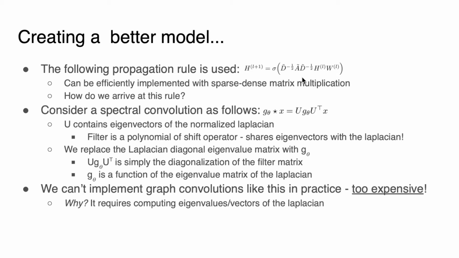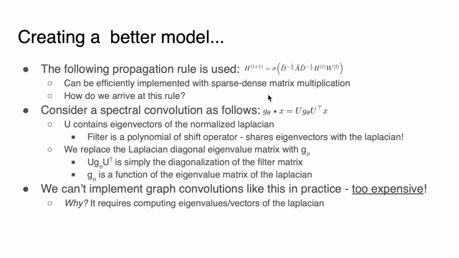And to do this, the authors present the forward propagation rule seen here, where we linearly project our node features and then multiply them by the product seen here that's pre-computed as the product of our augmented adjacency matrix and diagonal degree matrices. And then we apply some kind of nonlinear transformation to yield the node features of the next layer. So this forward propagation rule can be efficiently implemented with sparse dense matrix multiplication, but the authors spend a significant amount of time motivating and deriving this rule.